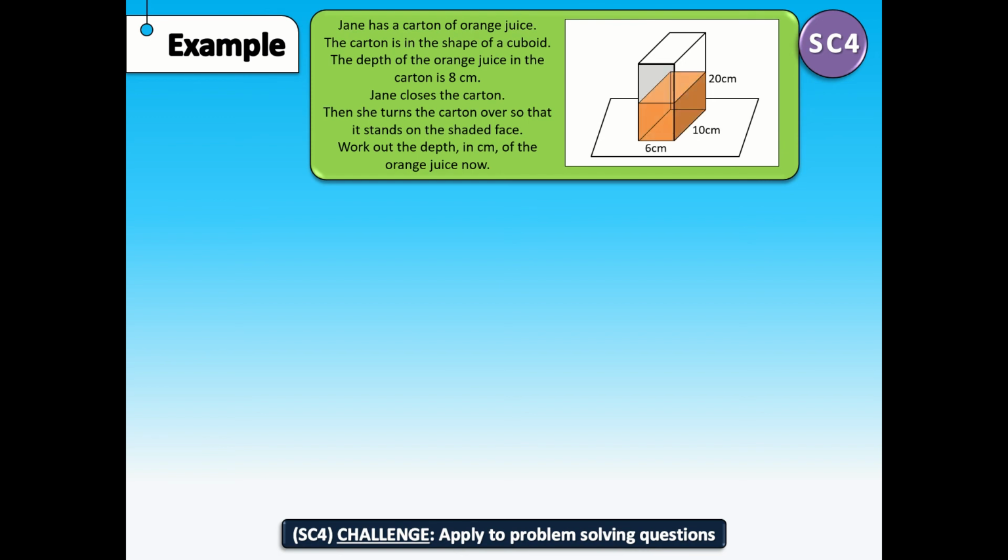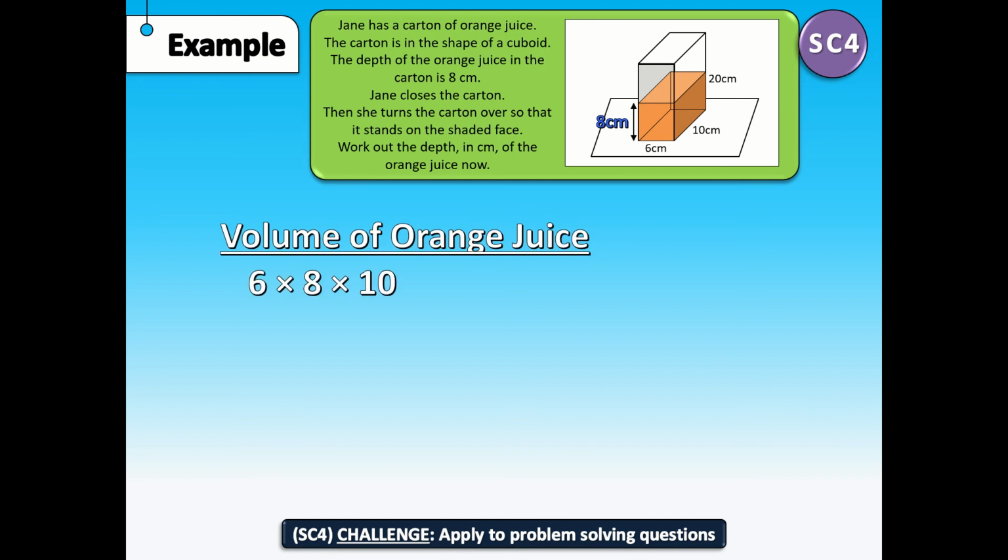So the first thing, there's the orange juice, and the first thing that we need to be able to do is work out the volume of the orange juice that's in there. So it's got a height of 8 centimeters. So to find the volume of orange juice, we do 6 times 8 times 10. So that's 480 centimeters cubed.